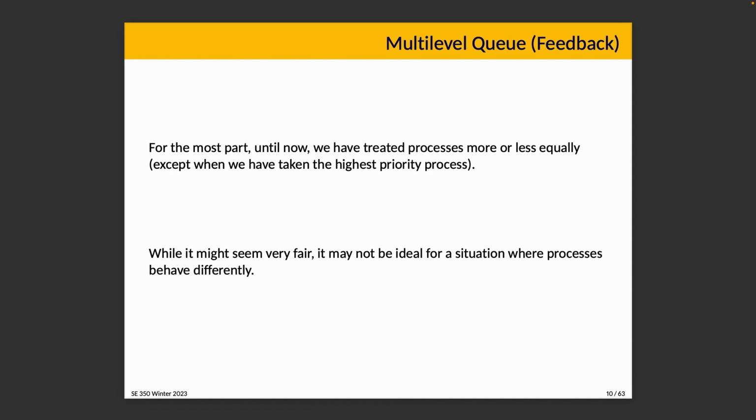It might seem very fair, right? This idea of ignoring priority can actually be nice in the sense that nobody's process is treated differently. But on the other hand, this is a computing task. It's not a democracy. So it's not ideal for situations where processes behave differently, right?